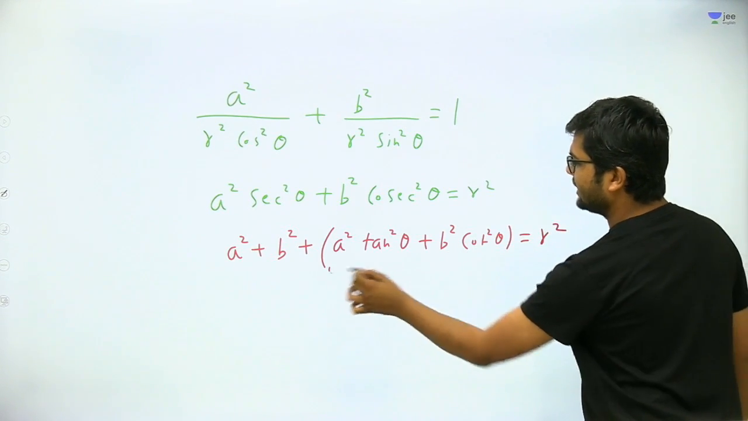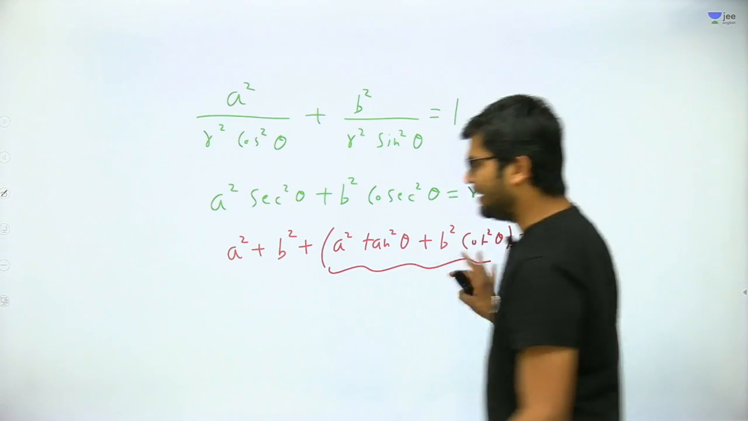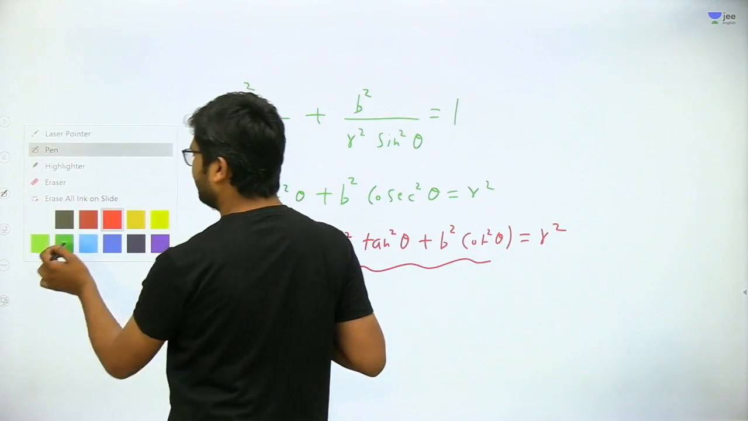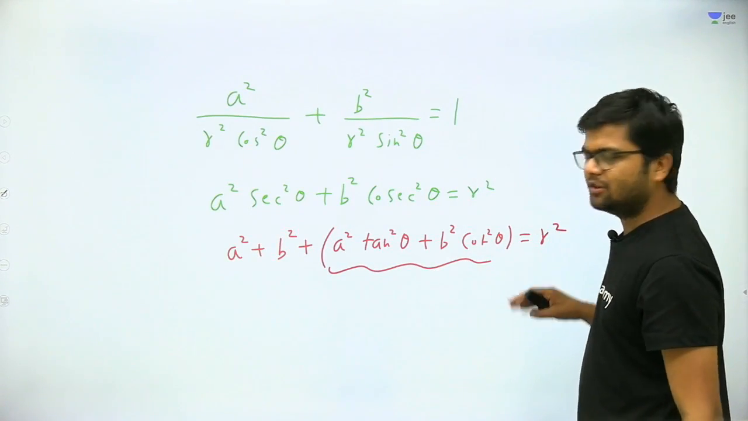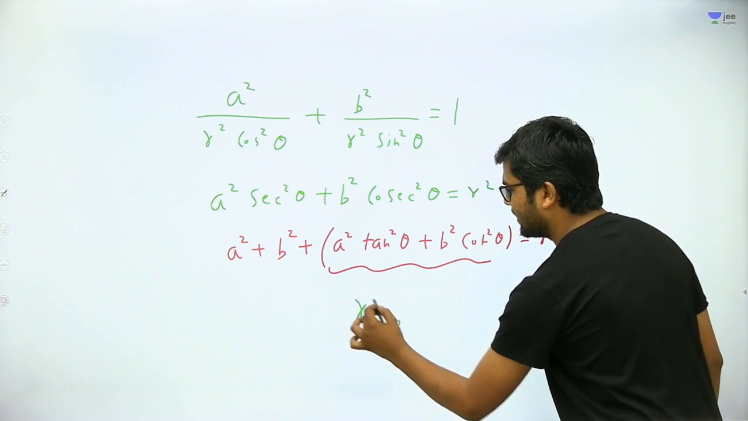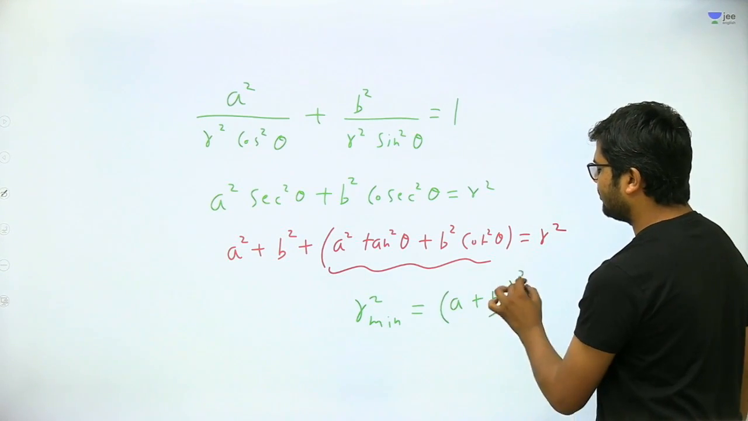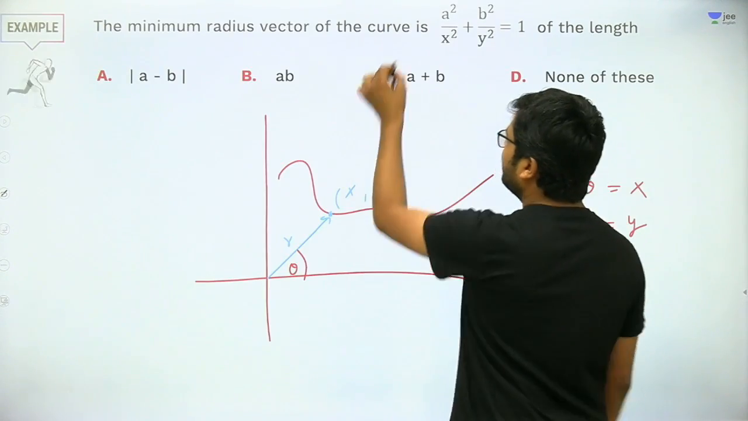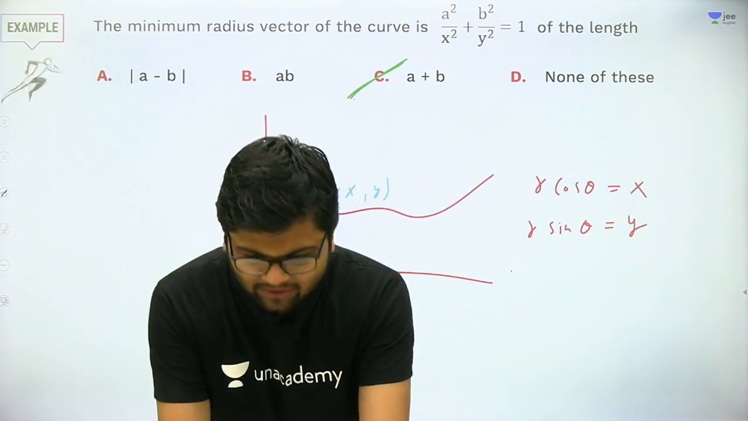Now this expression has least value how much? 2ab by AM-GM inequality. I hope everybody must have watched the previous session, so they can easily relate with it. So this expression has least value 2ab, therefore r minimum square becomes a plus b whole square, therefore r minimum is equal to a plus b. So the answer will come out to be C for Calcutta.